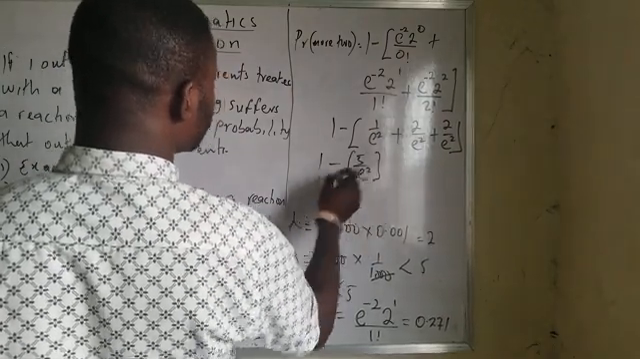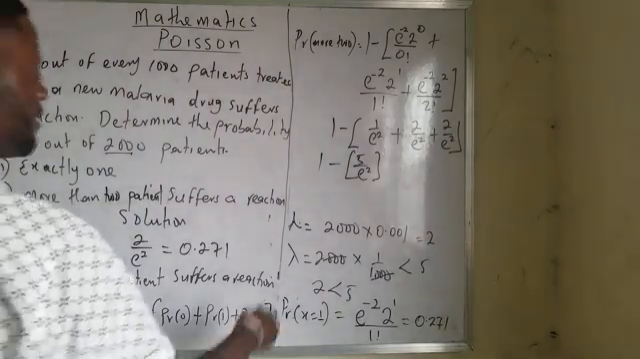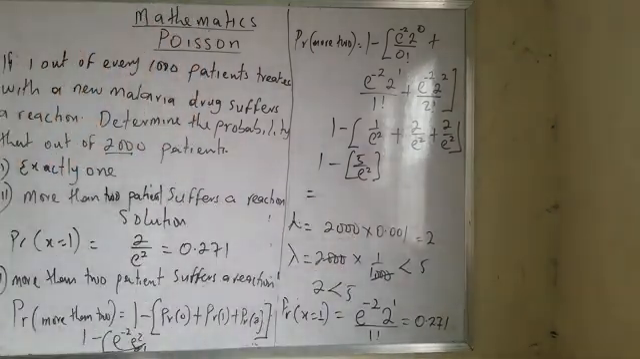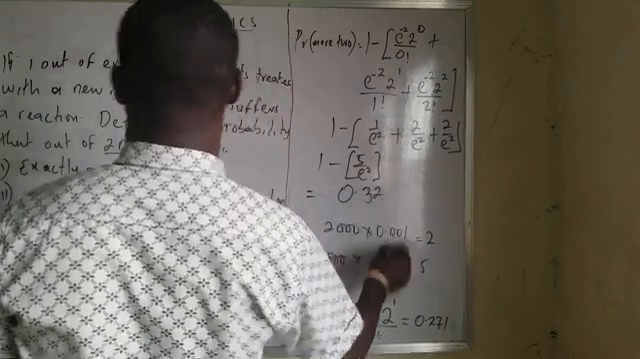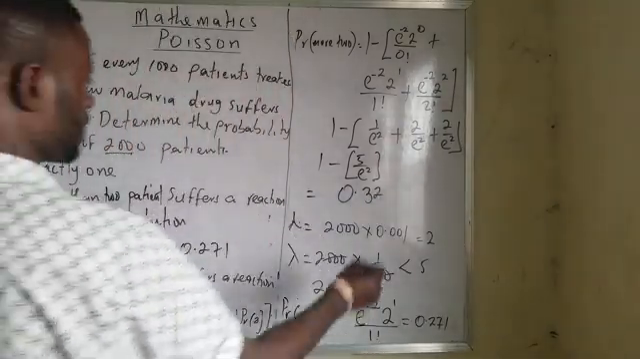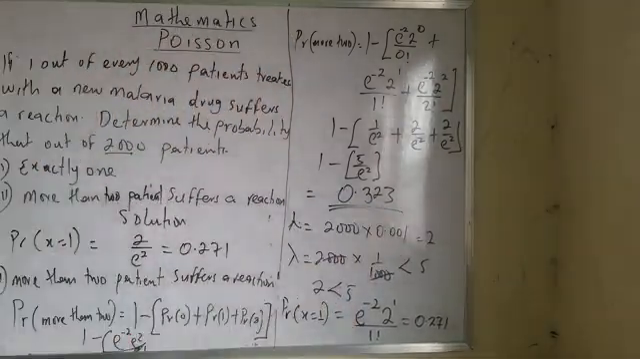Now, if I press my calculator, it will surely give me 0.3223. That is my answer. That is Poisson.